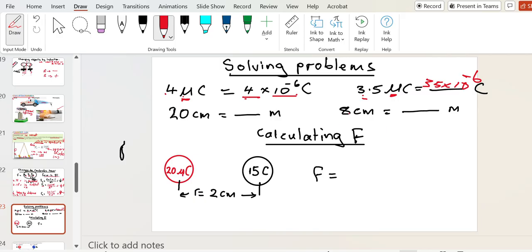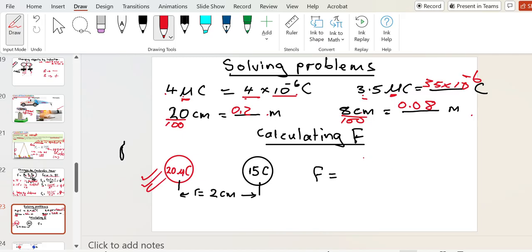This is the number. 8 centimeters, how many meters? You say 8 divided by 100. To change centimeters to meters, you divide by 100, which is 0.08. Okay? 20 centimeters to meters, you divide 20 centimeters by 100, 0.2 meters. Practice with this one. Tell me what is your force.